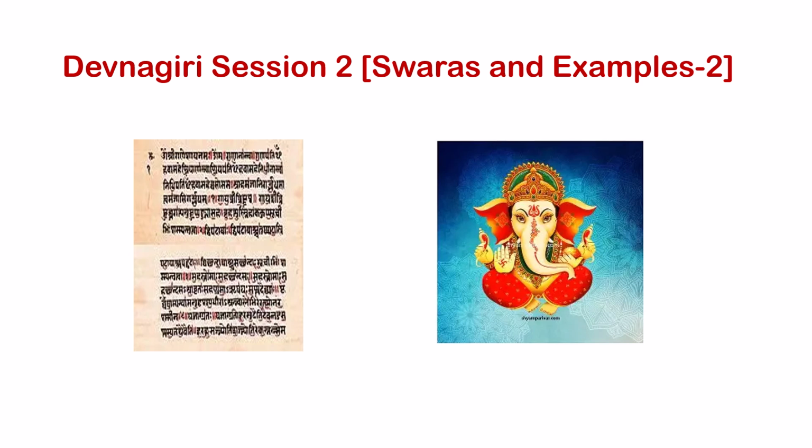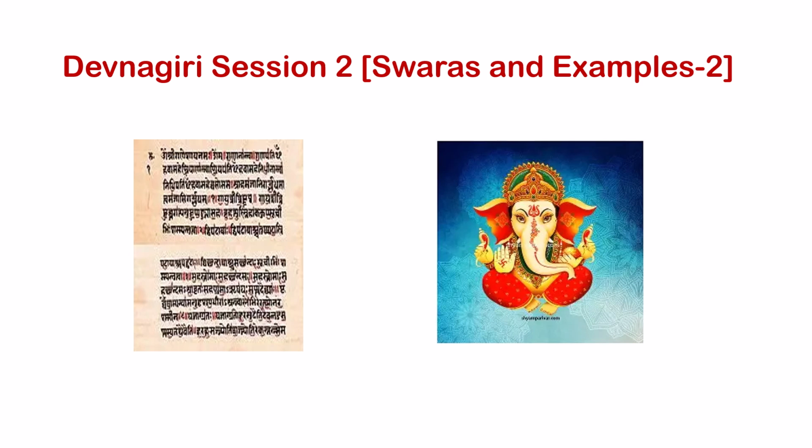For this you get an example: Rishi, Rishabha, Rituhu. Next is Dirgham R, R. Further, Lr, Lr. Dirgham, Lr. Further is Dirgham, Lr. Till here, if you see, they are all original swaras.